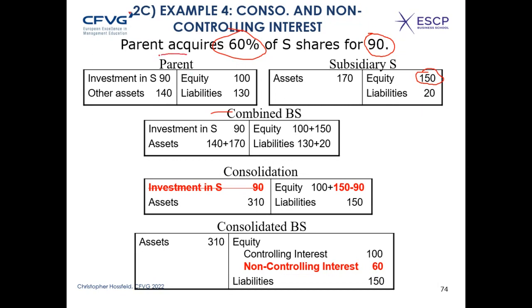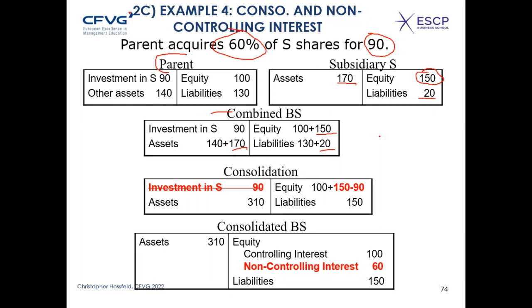That means I add the values of the parent company with the values of the subsidiary. And here, very important, I will take 100% of the values of the subsidiary. I do not take 60%. I take 100% of all subsidiary numbers in the balance sheet and in the income statement. Remember, I add revenues and expenses. I take 100% of everything.